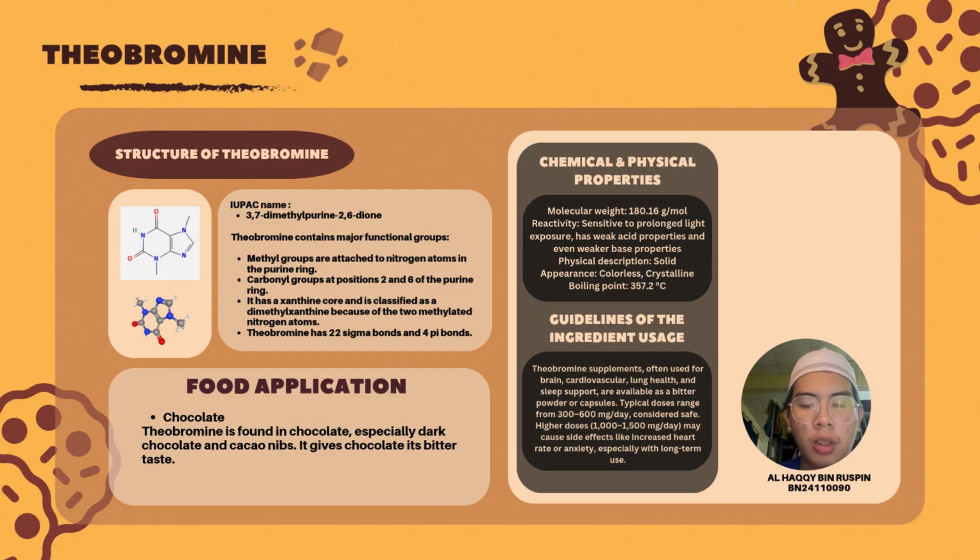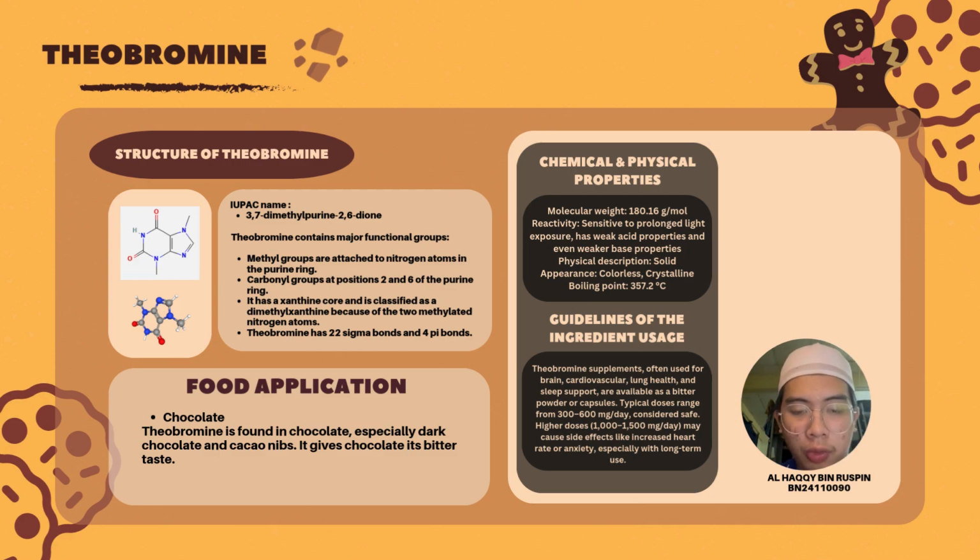Next, the chemical and physical properties of theobromine. Theobromine has a molecular weight of 180.16 grams per mole. It is sensitive to prolonged light exposure and has a weak acid property and an even weaker base property. Theobromine appears as a colorless, crystalline solid and has a boiling point of 357.2 degrees Celsius.